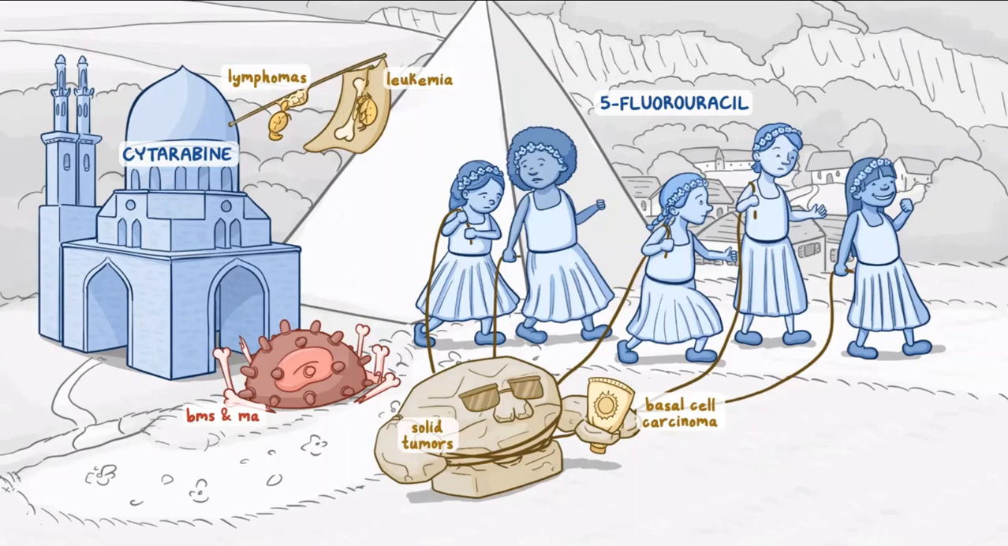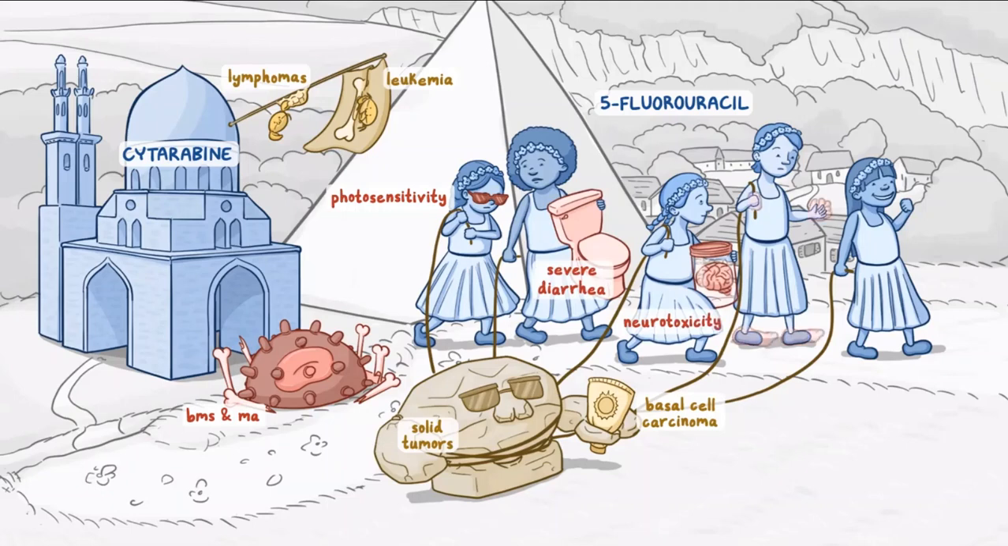For the drug-specific side effects for 5-fluorouracil, let's have one of the girls wearing sunglasses for photosensitivity. The girl next to her is holding a toilet for severe diarrhea. The next girl is holding a brain in a jar for neurotoxicity, and the 4th girl has large swollen hands and feet for hand-foot syndrome. The last girl's got a big smile on her face since she has the antidote uridine. So she's carrying a urinal with dinner plates in it.